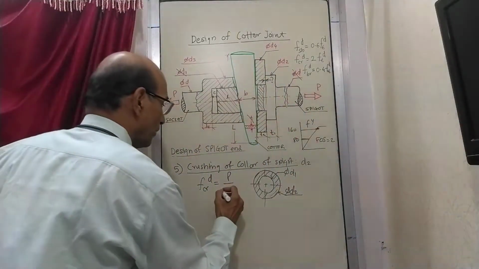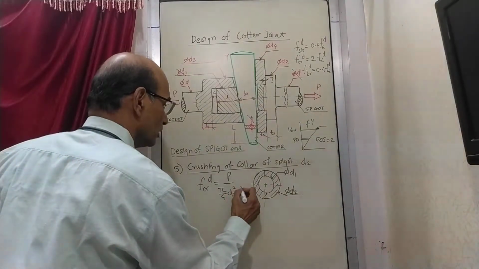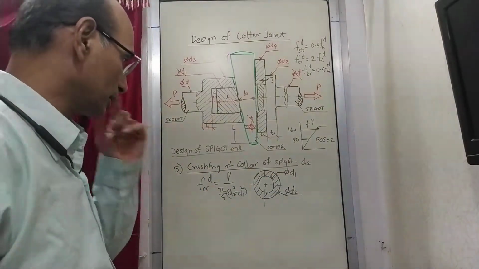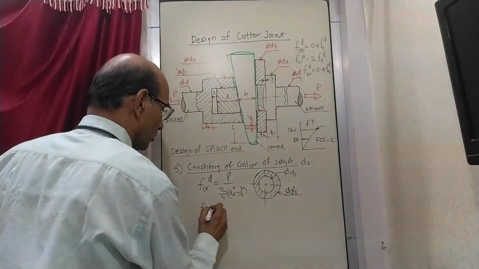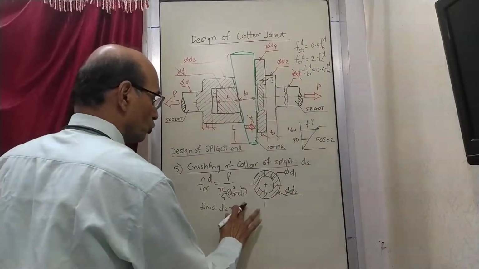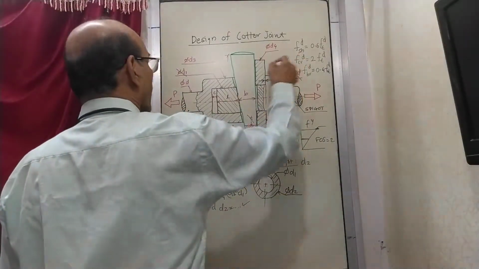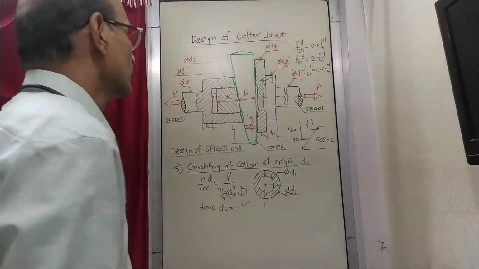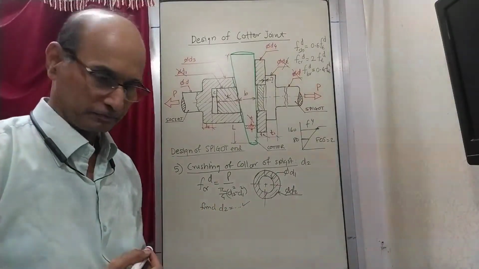So now what is this area? Pi by 4 into d2 square minus d1 square. That is the resisting area. Now you will find everything is known except d2, so you will be able to find out how much d2 is. So we are finding out different sizes by this process.